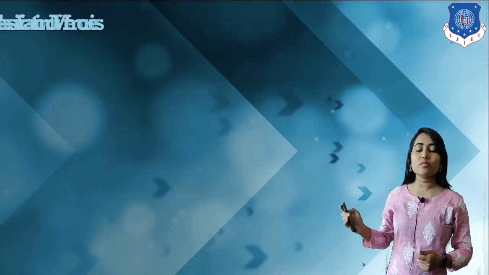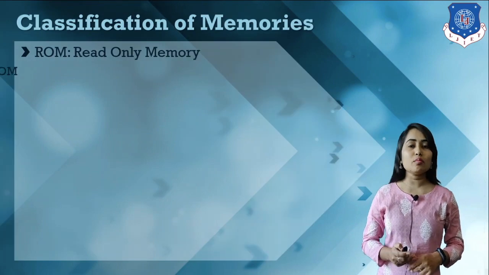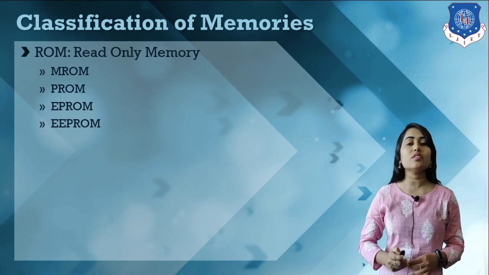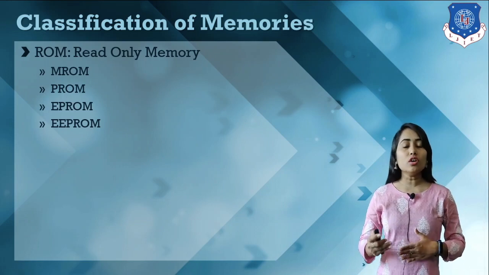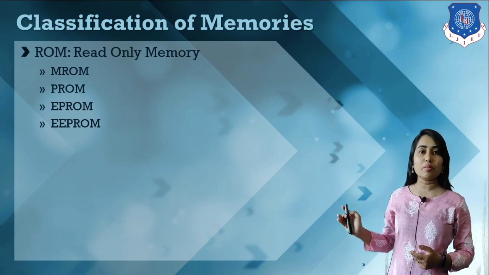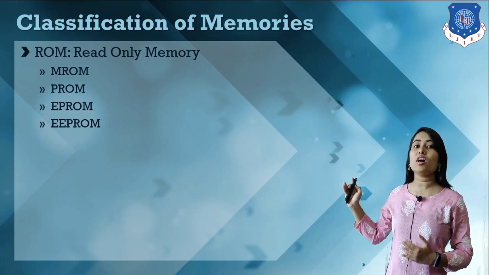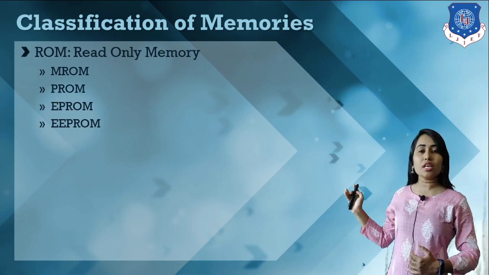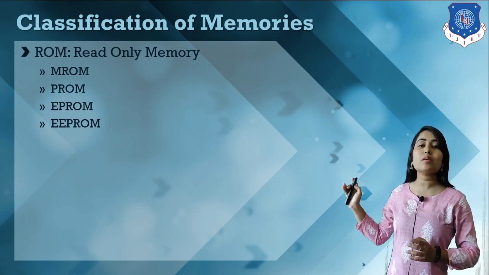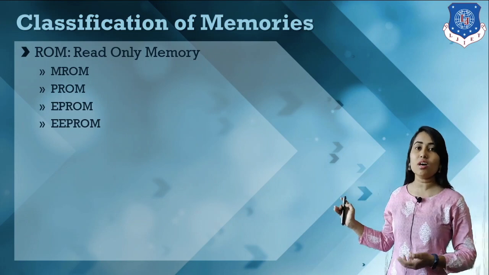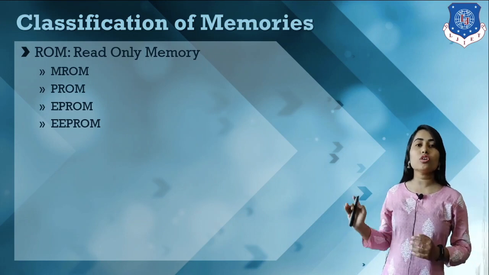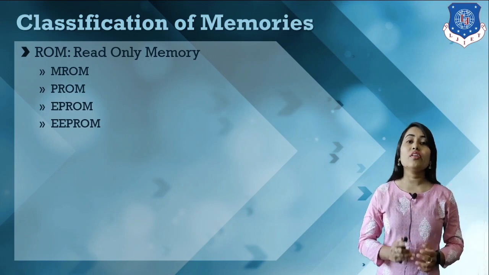Here we have a classification of memory. Memory can be classified first as ROM, that is read-only memory, a memory device in which we can only perform read operations. In read-only memory we have MROM, that is mask ROM, PROM, that is programmable ROM, EPROM, that is erasable programmable ROM, and EEPROM, that is electrically erasable PROM. So here we have the classification of read-only memory.